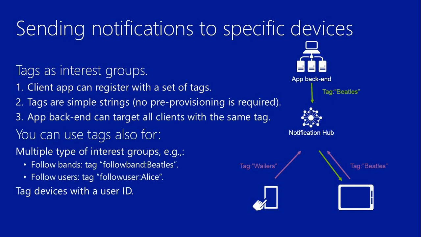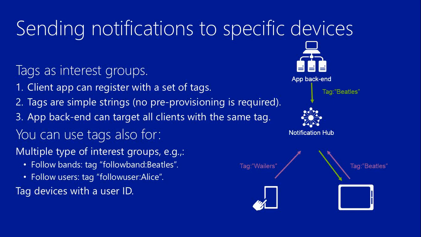You can use a concept called tagging, which means that you can tag a particular interest group, and then when you're sending the notification, you send the notification to a particular tag. Let's say all the phones in the diagram are the whalers and all the tablets are the beetles, and I want to push a certain notification only to the beetles. I can do so by saying the backend can target all the clients with the tag beetles. These tags are nothing but simple strings.